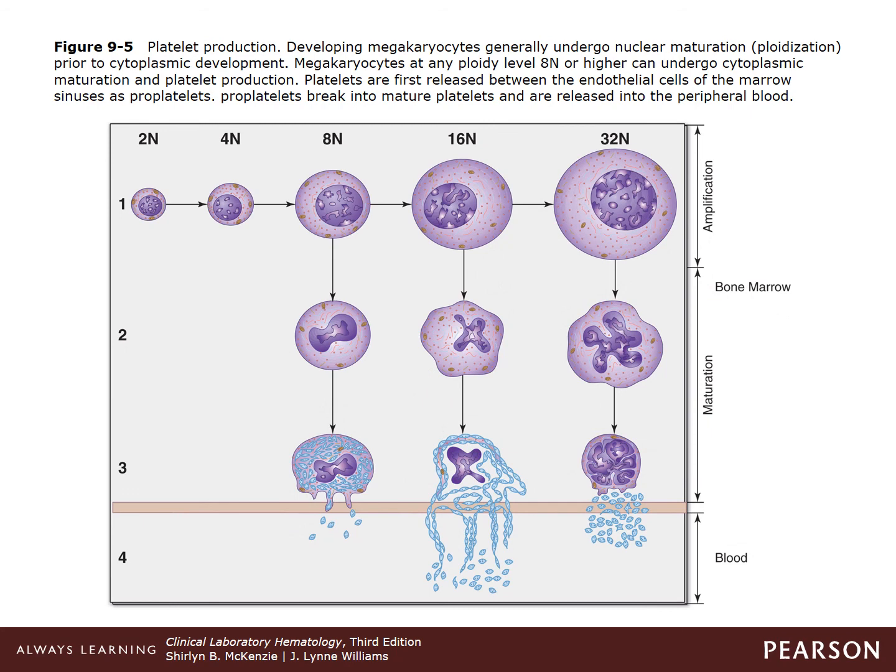Now here you can actually see the stages in development where we see the ploidy start to develop and double within the nucleus. Now megakaryocytes at ploidies 8N or higher can undergo that cytoplasmic maturation to produce platelets depending on the need of the body. So platelets are first released between the endothelial cells of the marrow sinuses as proplatelets. Then they break into mature platelets, which are released into the peripheral blood.